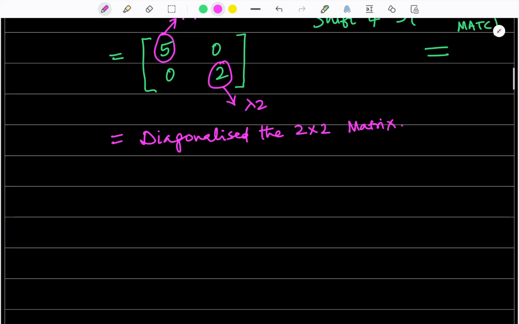You have just learned how to diagonalize a 2 by 2 matrix, a powerful tool for simplifying matrix operations. Once again, this is a powerful tool for simplifying matrix operations. Keep practicing, and in the next video, we will look at how diagonalization works for a 3 by 3 matrix.